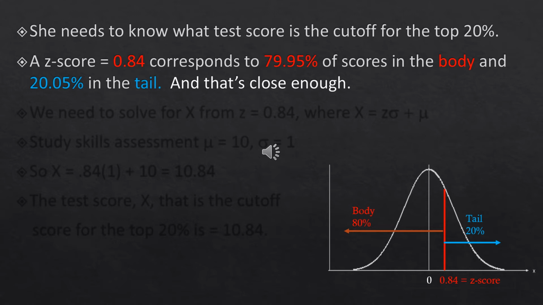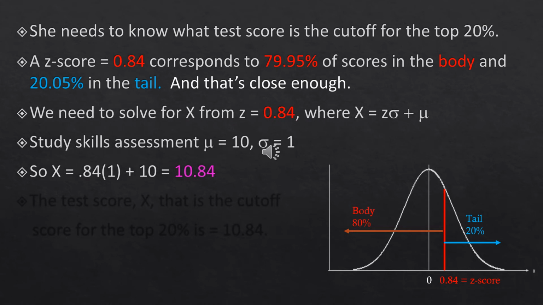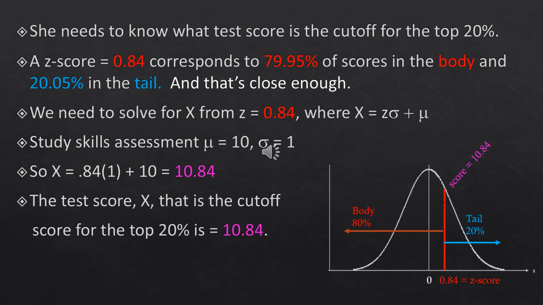So we need to convert that z-score into an x. And we have all the information we need. We know that mu for study skills is 10 and sigma is 1. And the formula is x is equal to z sigma plus mu. So x is equal to 0.84 times sigma, which is 1, plus mu, which is 10. And we get 10.84 is the test score that is the cutoff for the top 20%.